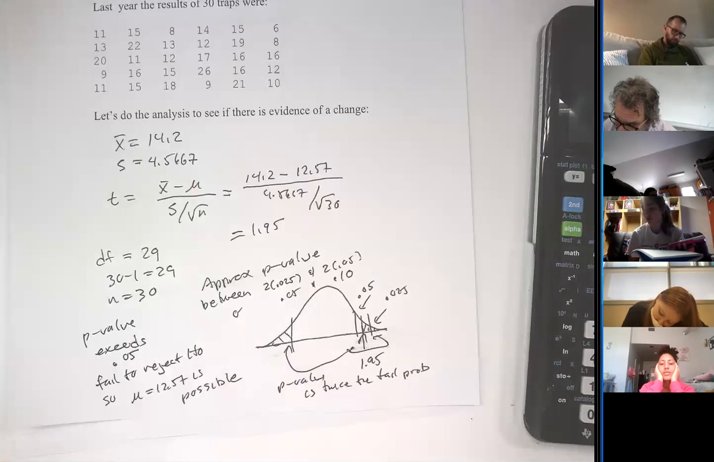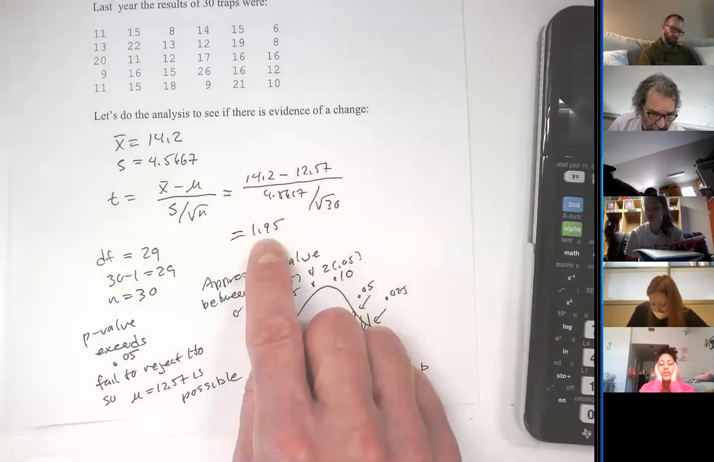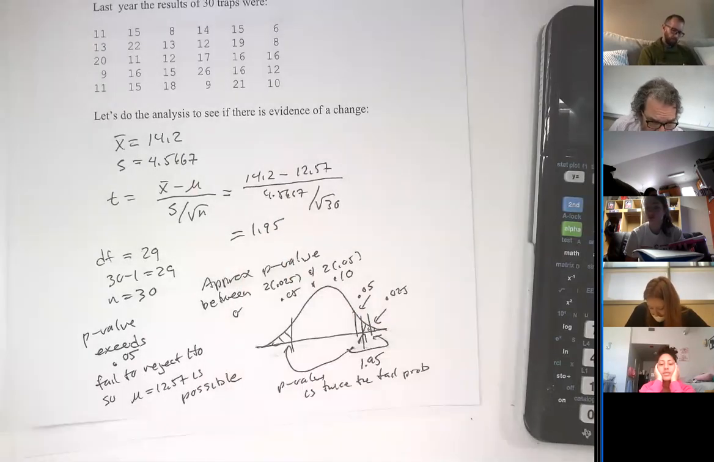So if you were the scientist, you'd go, oh, well, I was trying to show that the midge population had changed. It might have changed a little bit. It hasn't changed enough that we can prove it statistically. We would have to get a bigger number than this 1.95. It's sort of close, but not close enough.